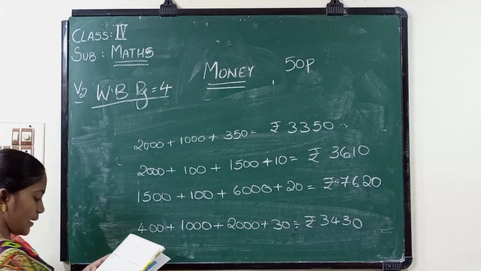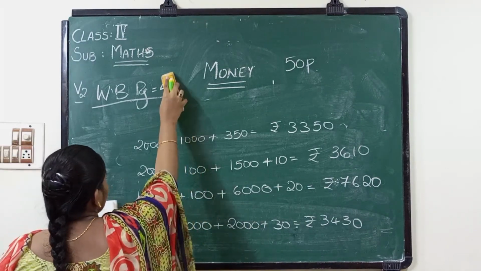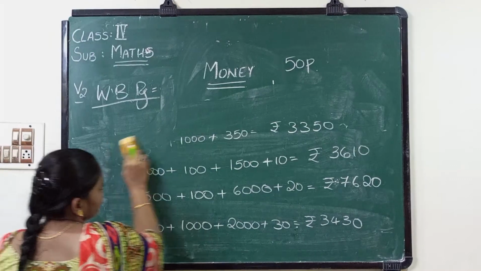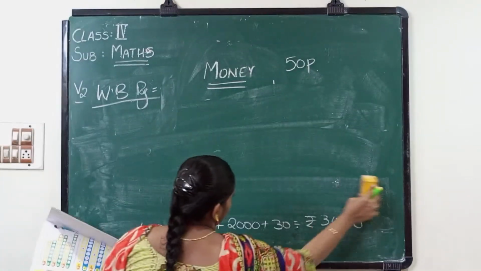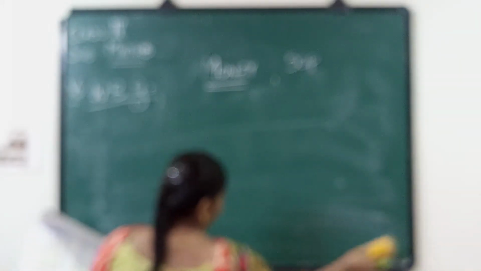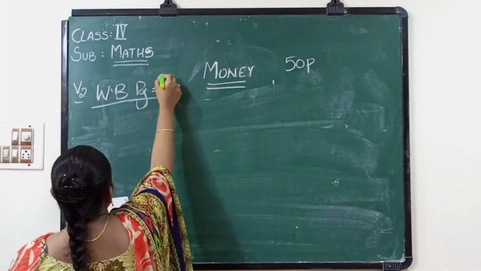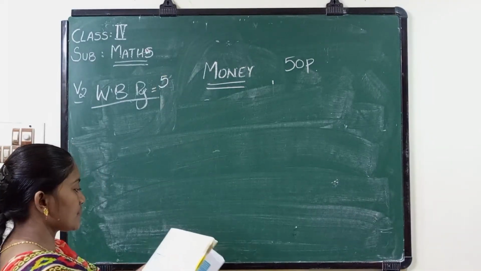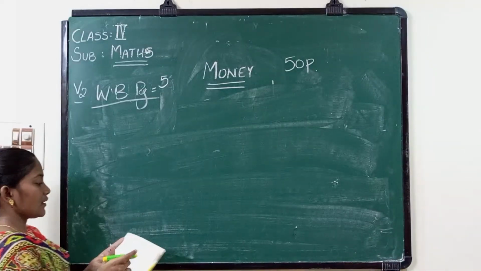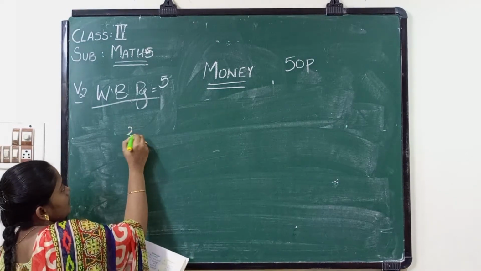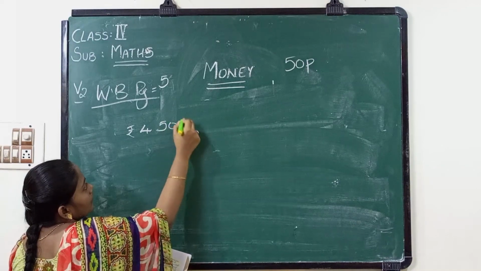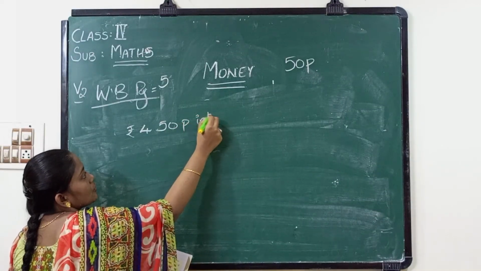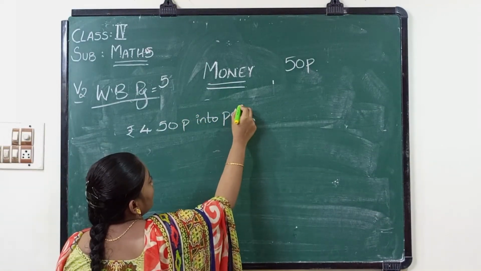All of you turn the page. Page number 5. Workbook, page number 5. Convert the following. We have to convert the numbers. 4 rupees 50 pice. We have to change it into pice.